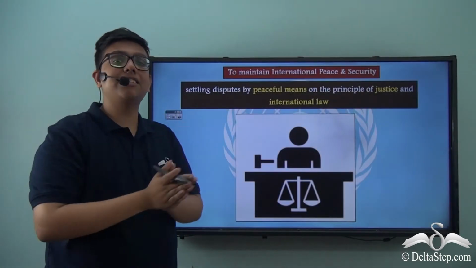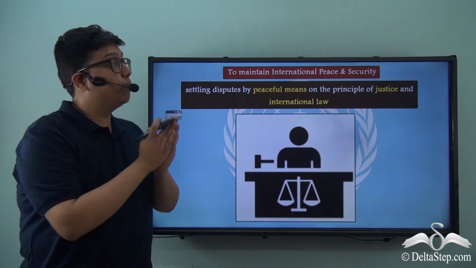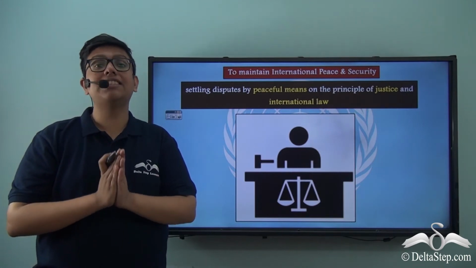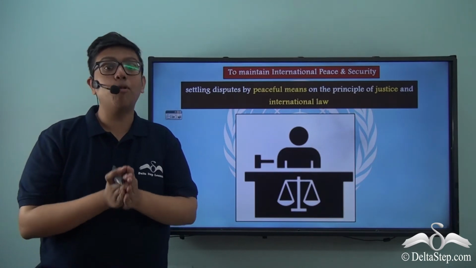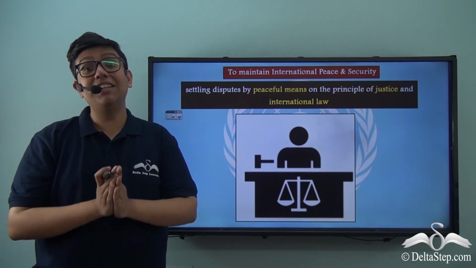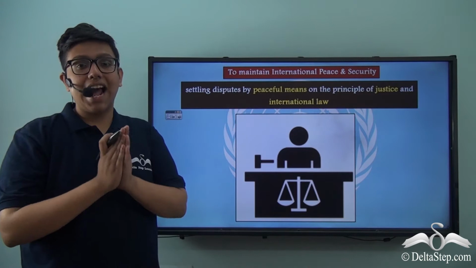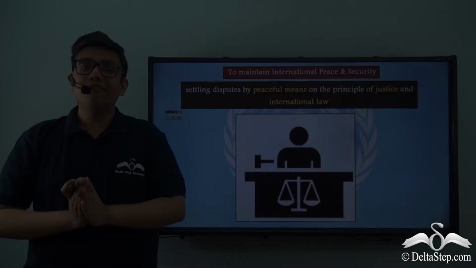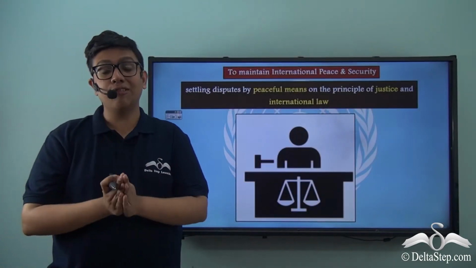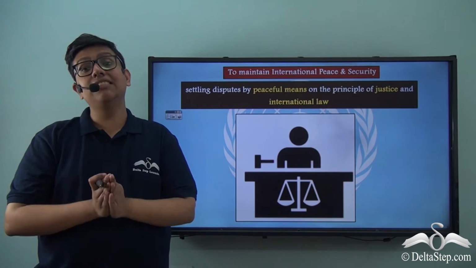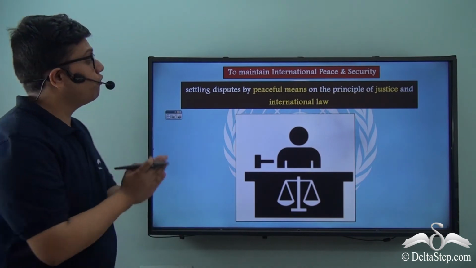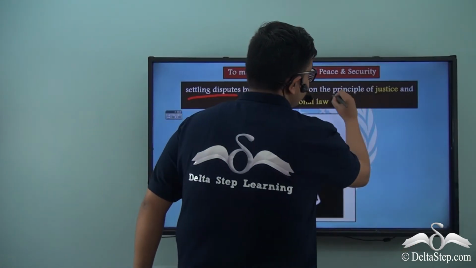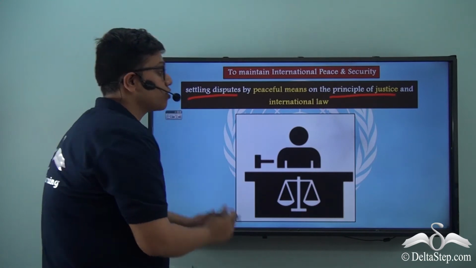But what if suppressing an act of aggression is not enough to maintain international peace and security? Most such aggressions are caused by long-standing disputes, often within nations or among nations. What does the United Nations do in that case? Well, the United Nations also acts as a forum or platform for dispute resolution. And this it does in a peaceful manner. For centuries, the only form of dispute resolution was war. The United Nations changes this conception as it acts as a forum for the peaceful settlement of disputes which are based on the principle of justice and ensured by international law.